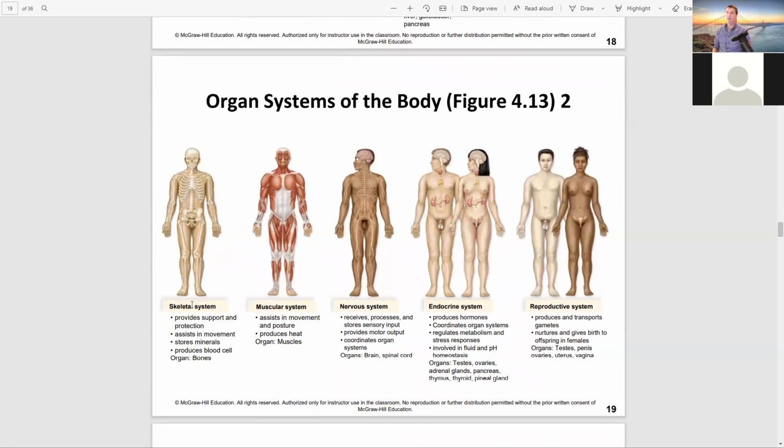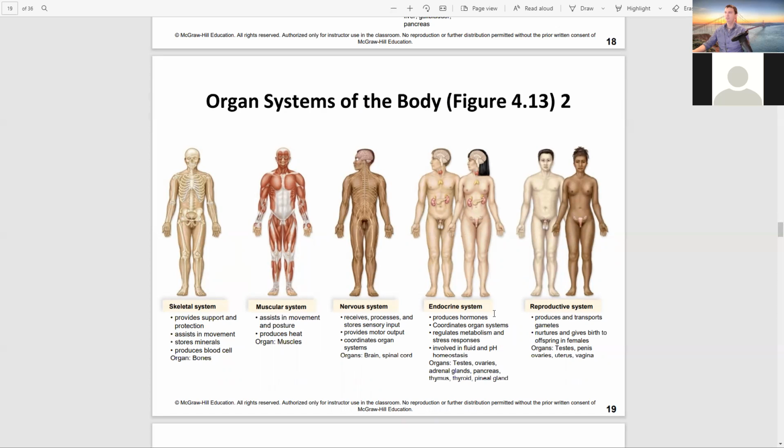Okay, then we have the skeletal system, which provides support and protection, assists in movement, stores minerals, and produces blood cells. So the organ there would be the bones. Then we have the muscular system, which assists in movement and posture and produces heat, and those would be the muscles. Then we have the nervous system, which receives, processes, and stores sensory input, provides motor output, and also coordinates organ systems. So this would be your brain and your spinal cord.